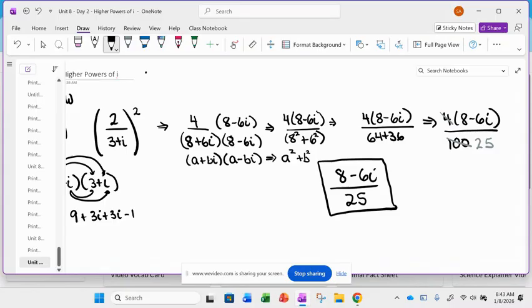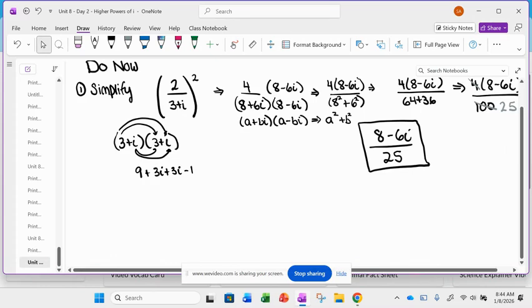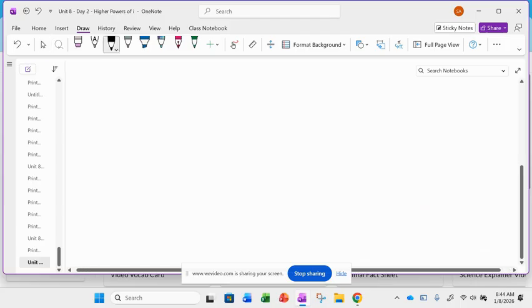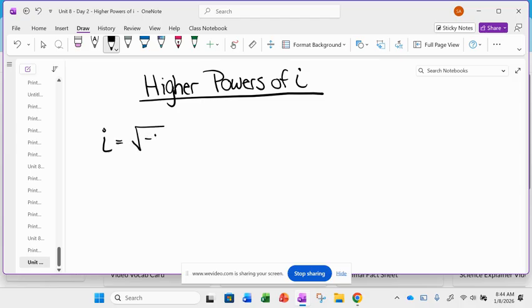We're okay? Okay. So today we're going to go to higher powers of i. So as of yesterday, we knew that i was the square root of negative 1, and we knew that i squared was negative 1. We need to bring more powers into this. So let's write higher powers of i. So we know i represents the square root of negative 1. We know that i squared from yesterday is negative 1.